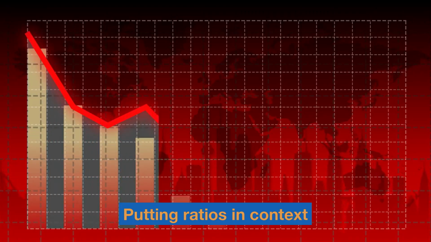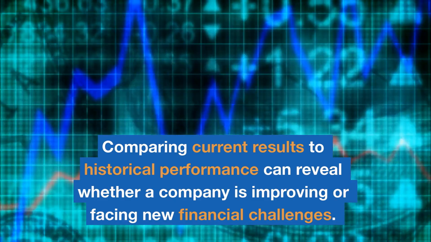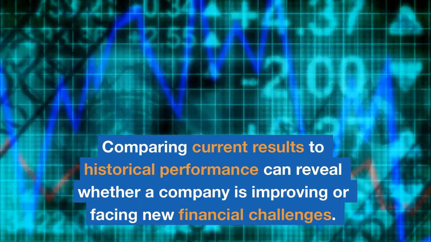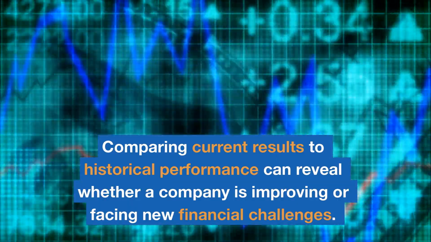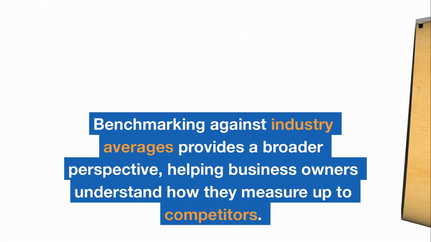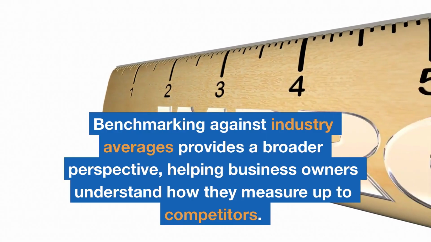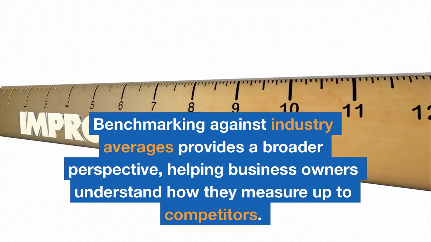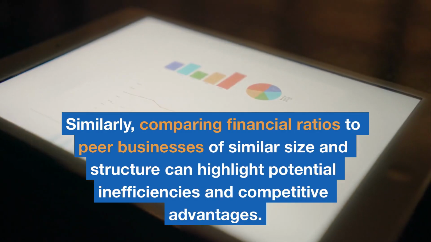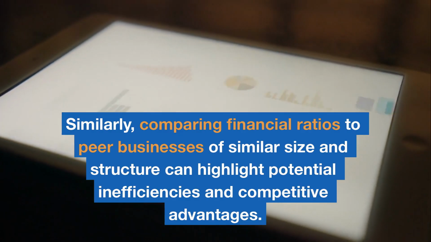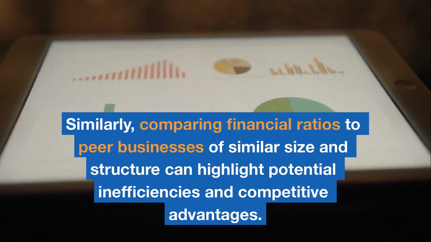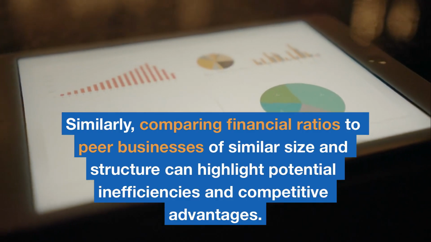Putting ratios in context. Comparing current results to historical performance can reveal whether a company is improving or facing new financial challenges. Benchmarking against industry averages provides a broader perspective, helping business owners understand how they measure up to competitors. Similarly, comparing financial ratios to peer businesses of similar size and structure can highlight potential inefficiencies and competitive advantages.